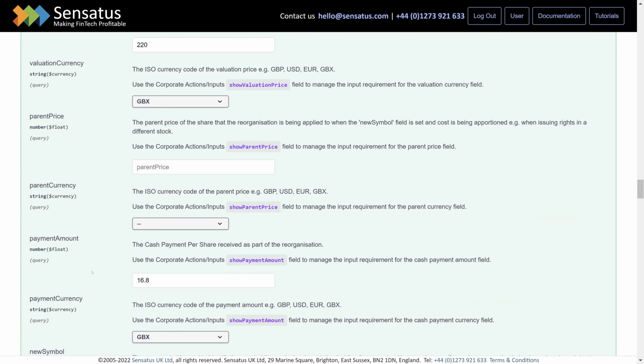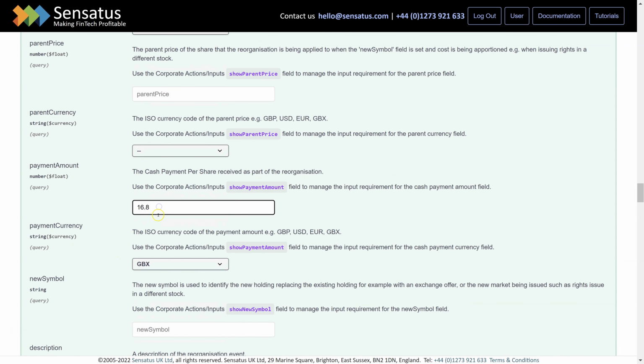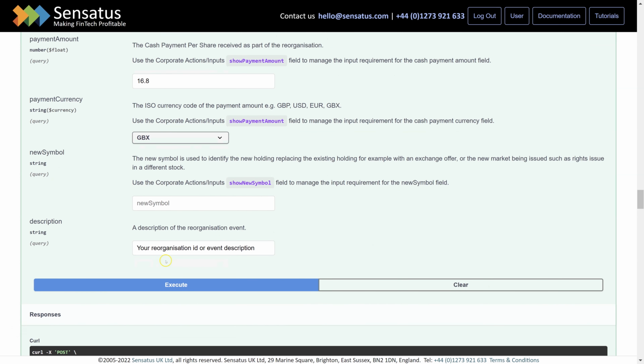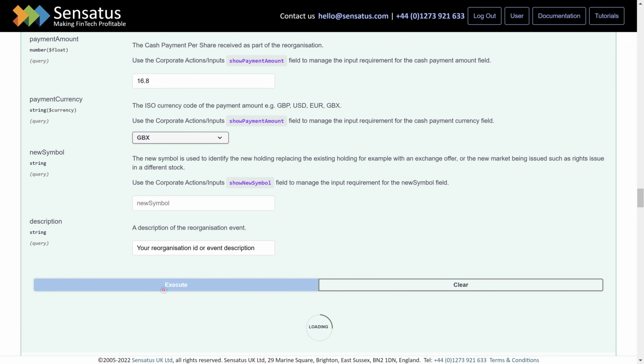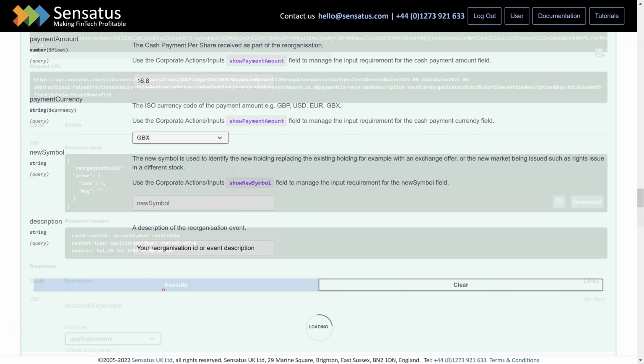Set the payment amount and currency to 16.8 pence. Add a description and leave the remaining fields at their default value. Use the returned Reorganisation ID should you need to delete it.